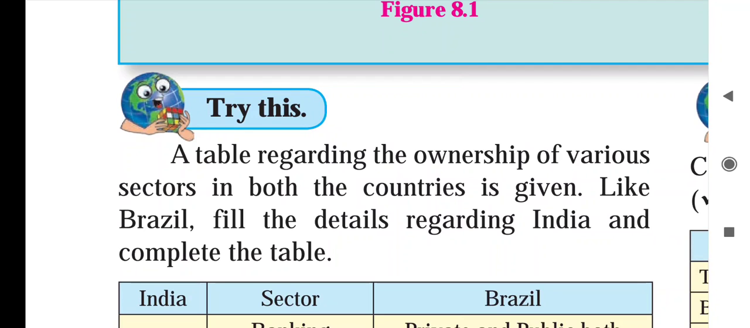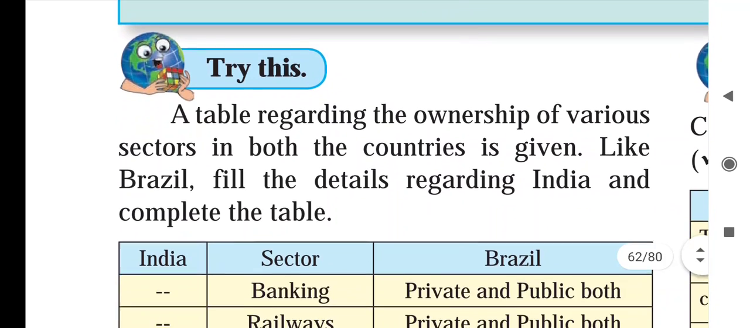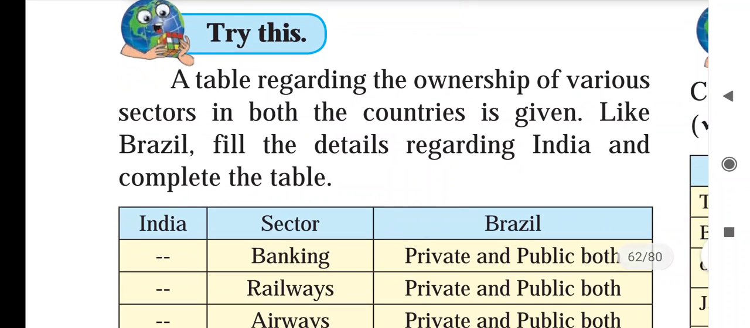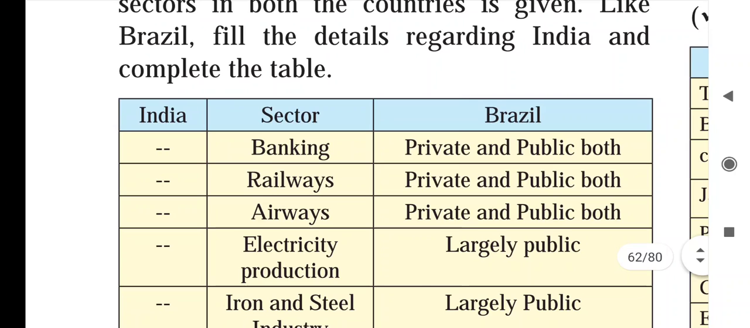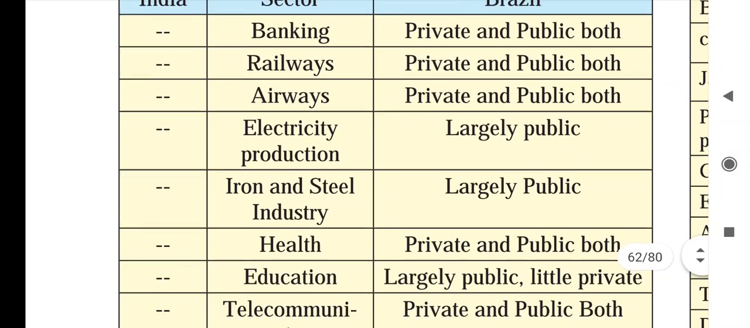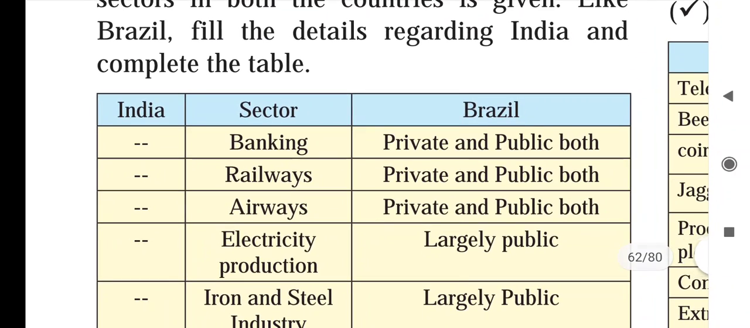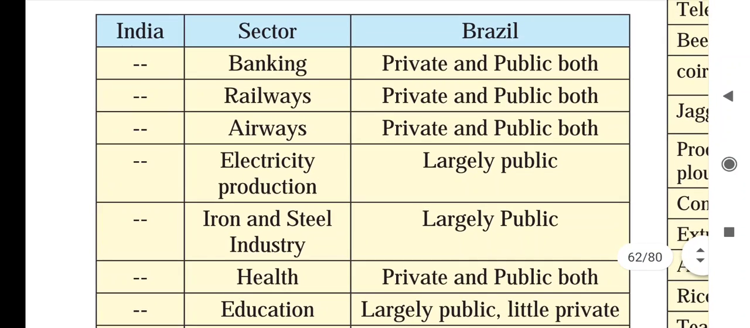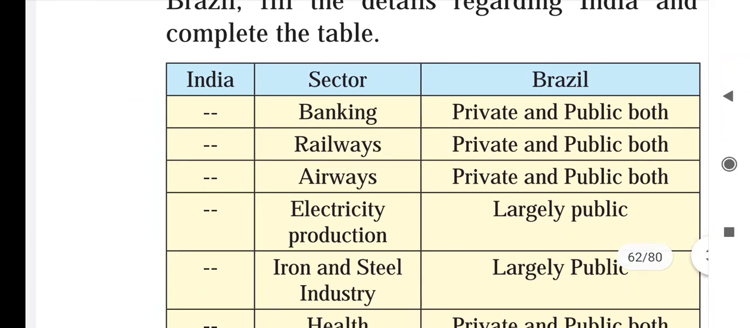So students, see here, try this. A table has been given, and in that table the sectors are given: banking, railway, airway, electricity. Like that, sectors are given. In Brazil, what type of sectors, public or private, or both, has been mentioned here. So we have to complete our India's table.